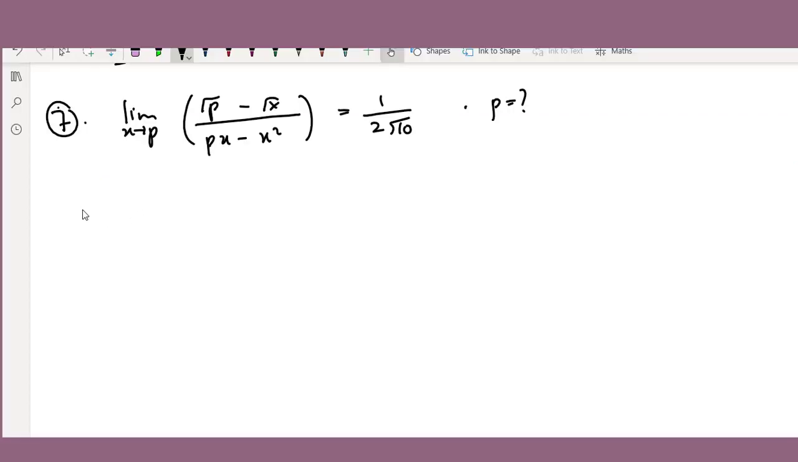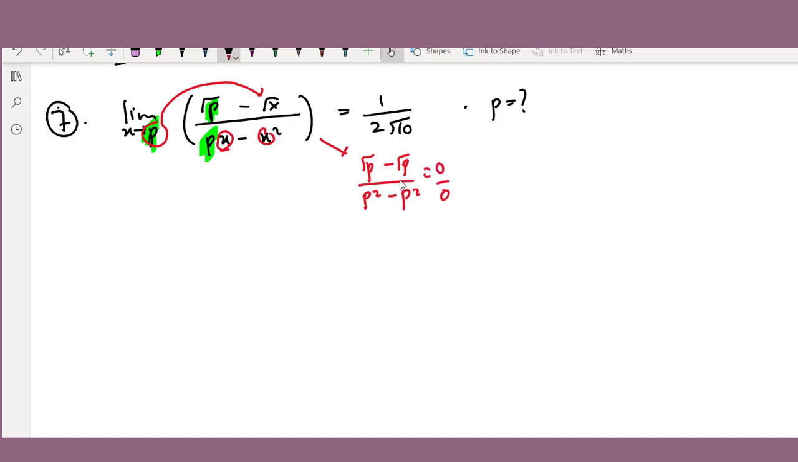Okay, first thing for number 7, direct substitution. Here p is constant, x is variable. So now we need to substitute into x. Substituting, p minus p over p times p squared minus p squared is equal to 0 over 0.